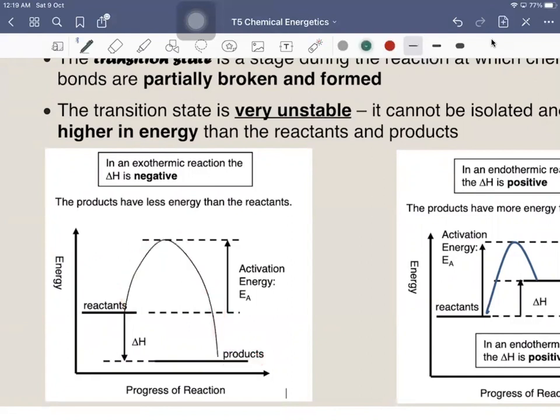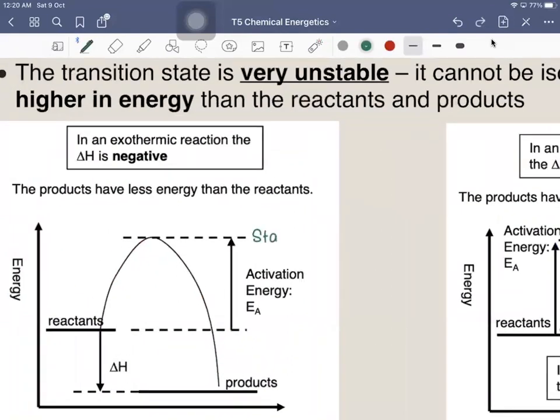Okay, so my transition state is actually at the top here. Transition state. Okay, so the transition state is just a temporary state for the reactants to get to the products. So the transition state will be gone once you have formed the products. Okay, the activation energy is here. Okay, from the reactants up to the transition state, that's your activation energy.